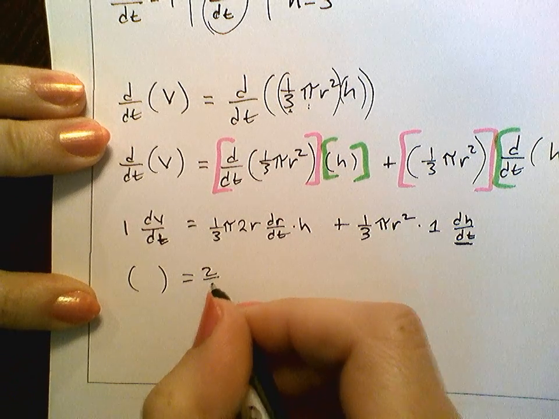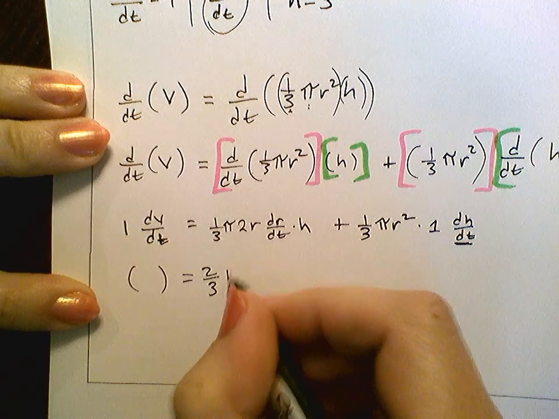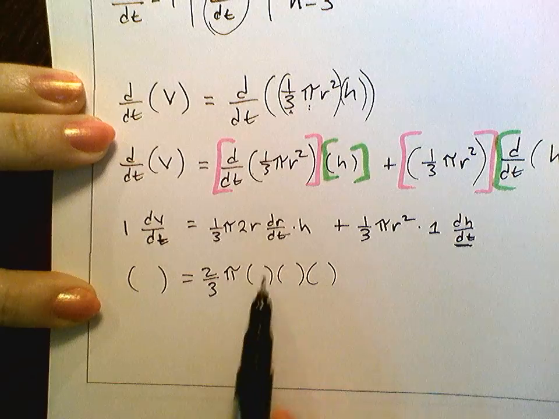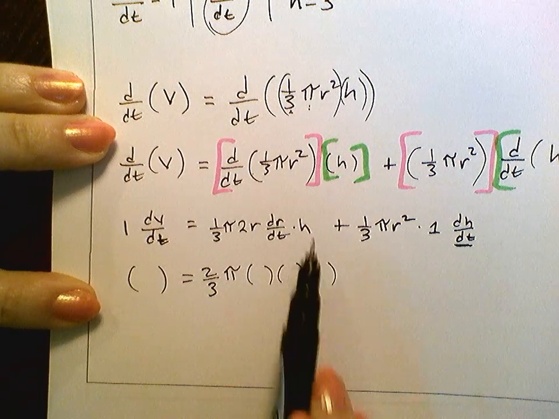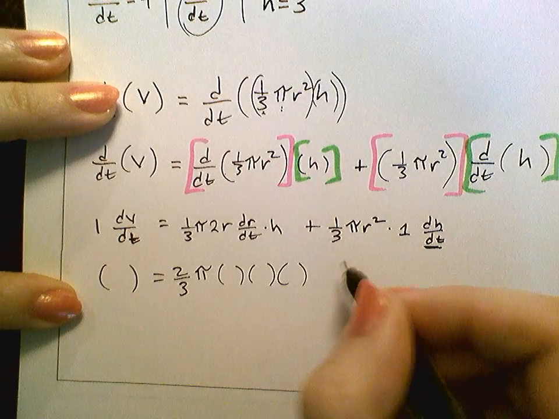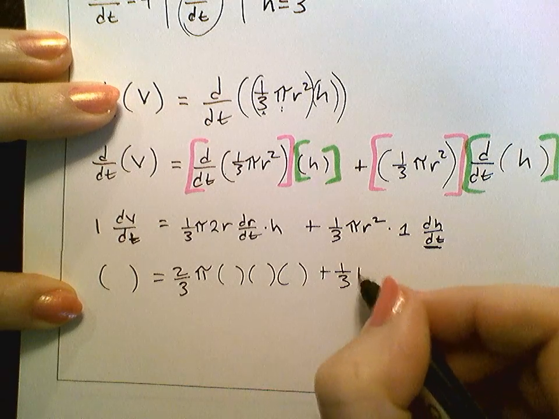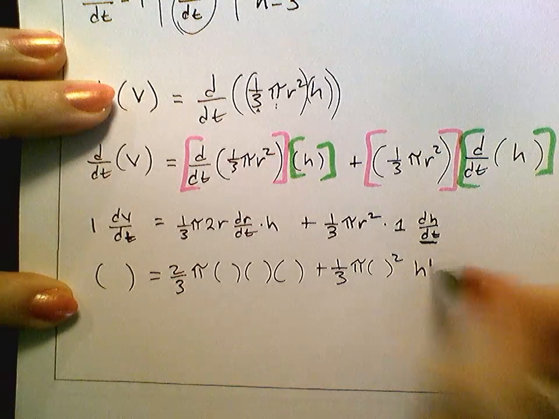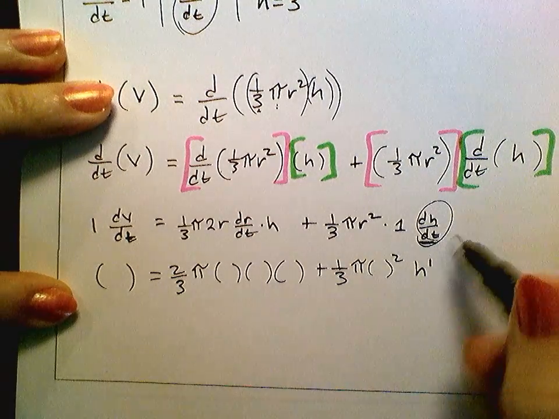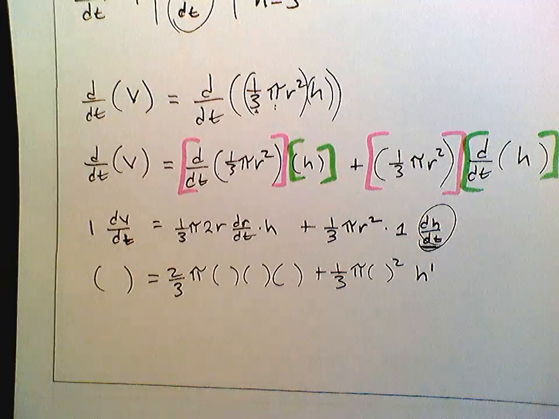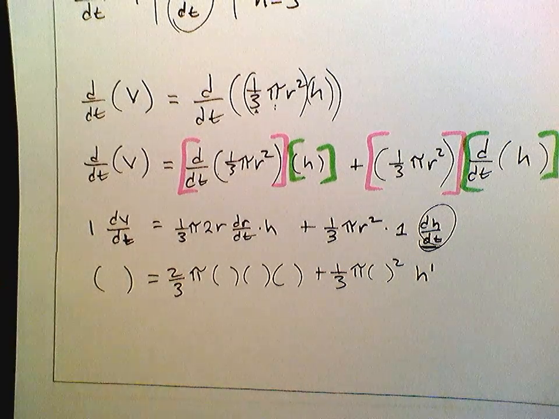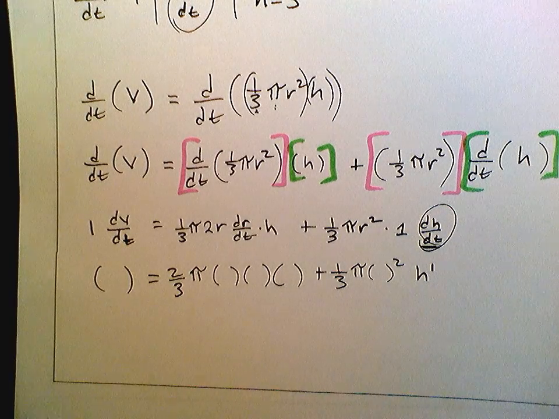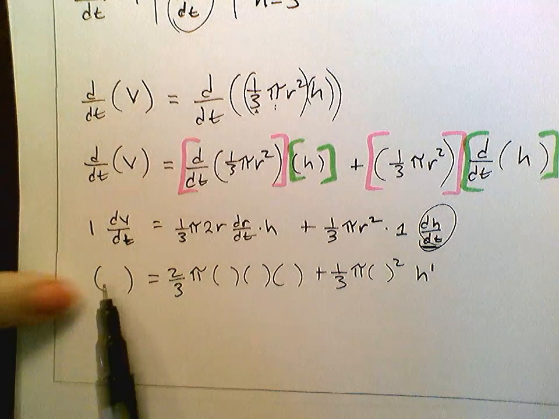That's 2/3 pi blank blank blank, because r, dr dt and h, plus 1/3 pi blank squared, that's just a 1. And then this is just coming down as h prime, because it's easier to work with. Then I try to plug in for the other stuff. I have to substitute something in for everything except what I'm solving for.